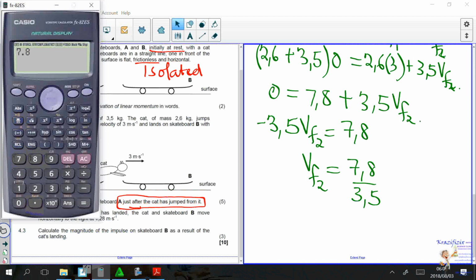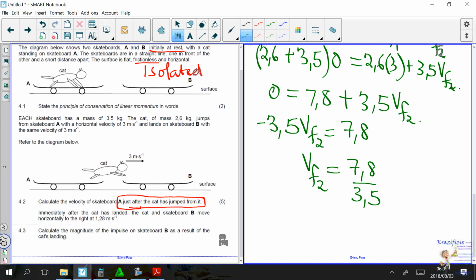7,8 divided by 3,5. And what do we have here? We've got 2,228, which when we round off would be 2,23. Remember, this is a negative. So what do I have here? I'm going to have VF2 equals 2,23, rounded off to 2 decimal places, meters per second.